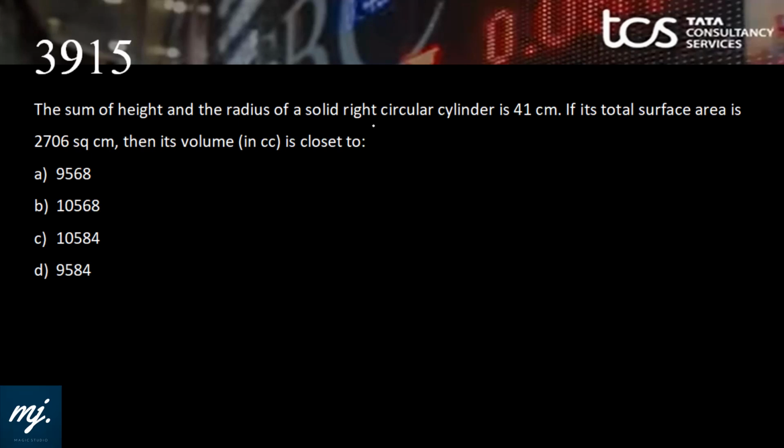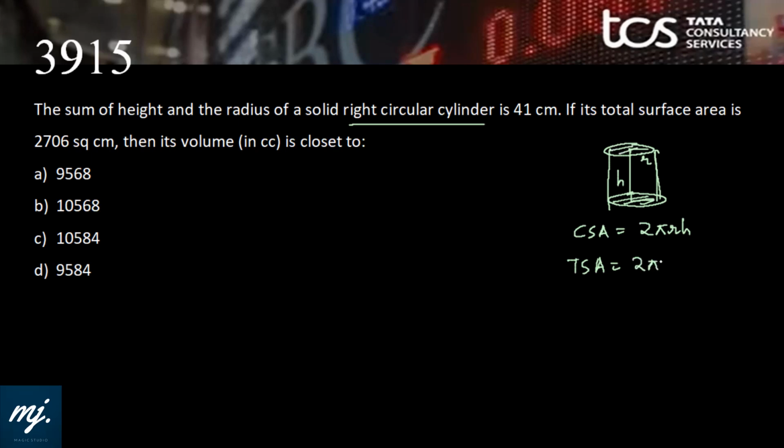Okay, this time we have a solid right circular cylinder. If radius is r and height is h, the curved surface area, only the curved surface area, is 2 pi rh. Total surface area, which also includes the base area and the area at the top, is 2 pi rh plus 2 pi r square, or 2 pi r into h plus r, and the volume is given by pi r square h.